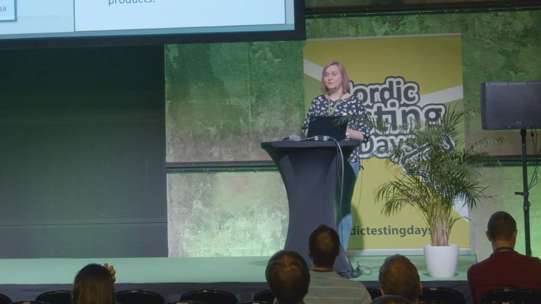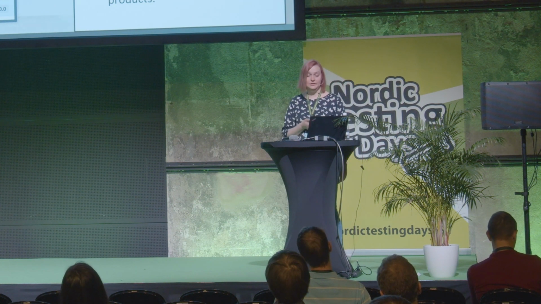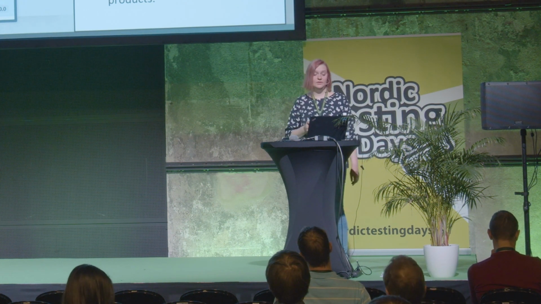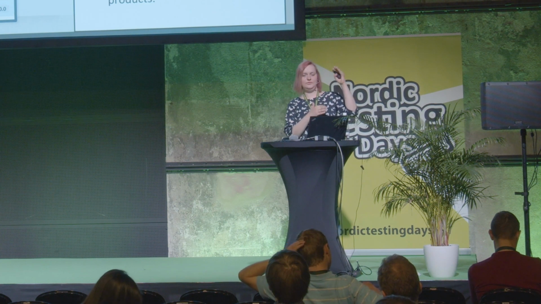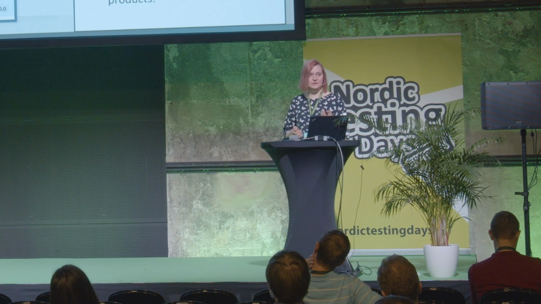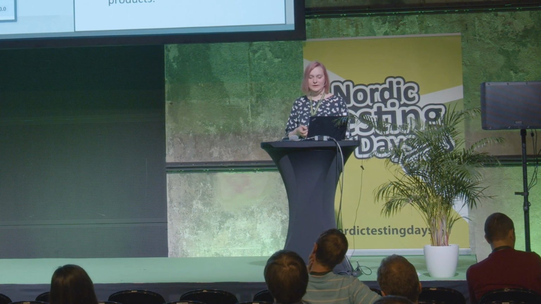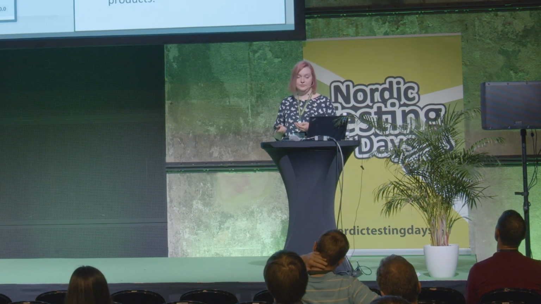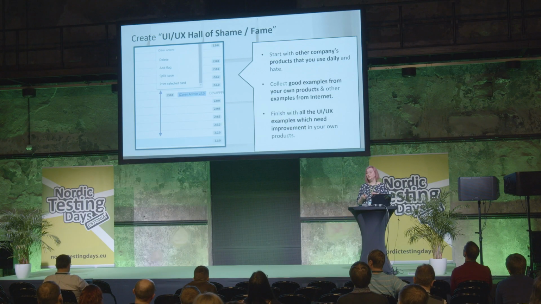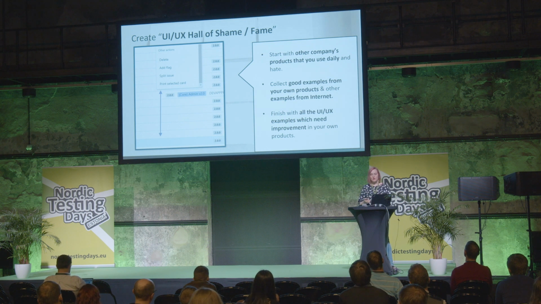I would offer starting with other companies' products that you use daily and hate. For quite a long time, in Jira we had this horrible issue that once you right-click, the menu appears far away from the item. That would be a perfect example that we all hated and complained about. Later on, collect good examples from your own product that you are proud of, and also add examples from the internet, like comics from UX Live and so on. Finally, finish off with all the UX and UI examples which need improvement in your product, and ask your colleagues to do the same.